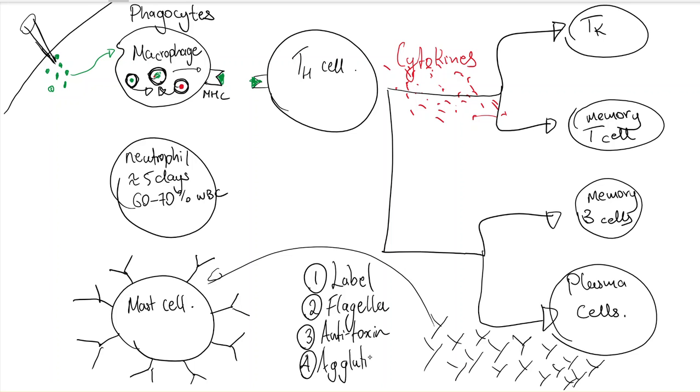Agglutination. Okay. So what you want to focus on, obviously, majorly is the labeling, because that's for your mast cells. Add this other stuff for extra marks.